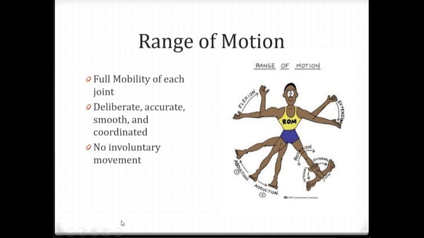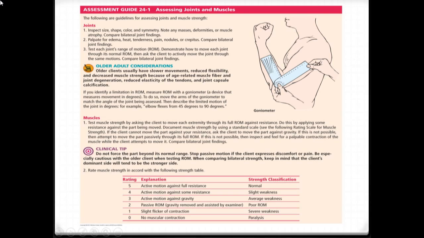The rate the muscle strength is with this strength table. Okay, this is very important to know the different ratings and what it should rate. A normal strength classification, active motion against full resistance, is a 5.